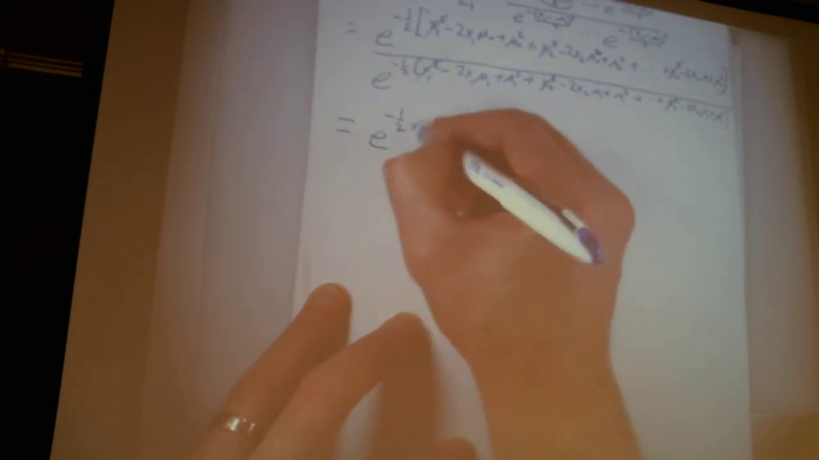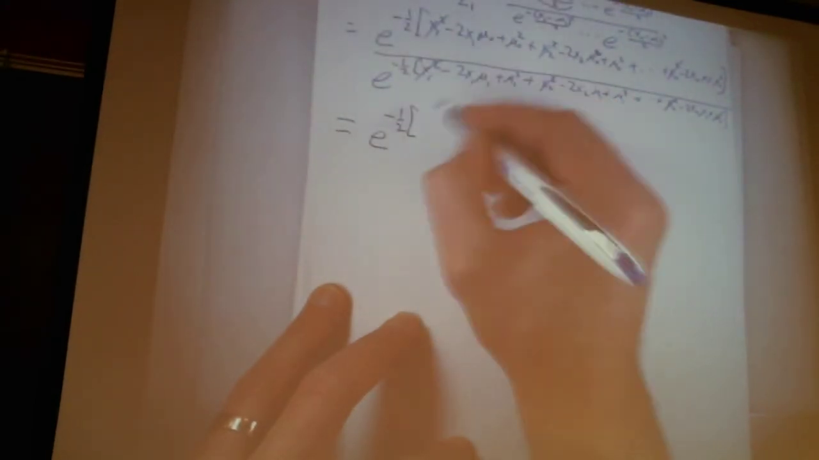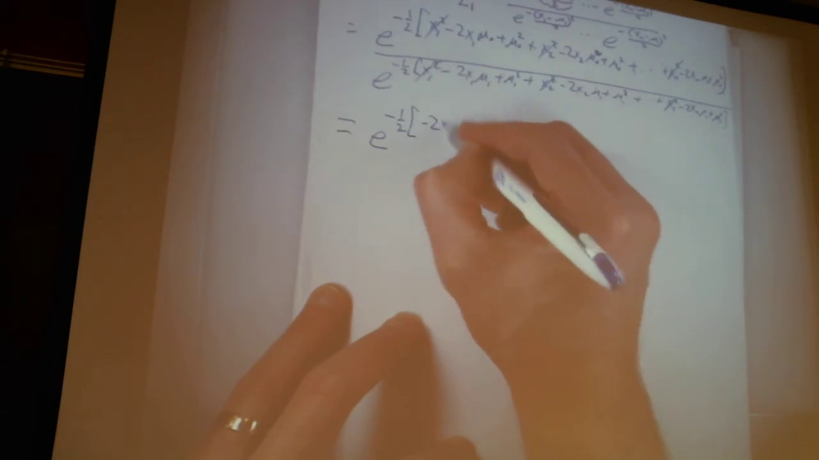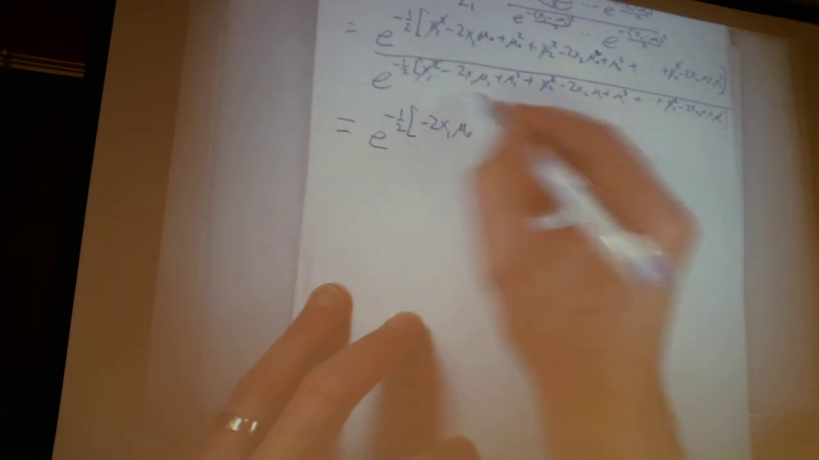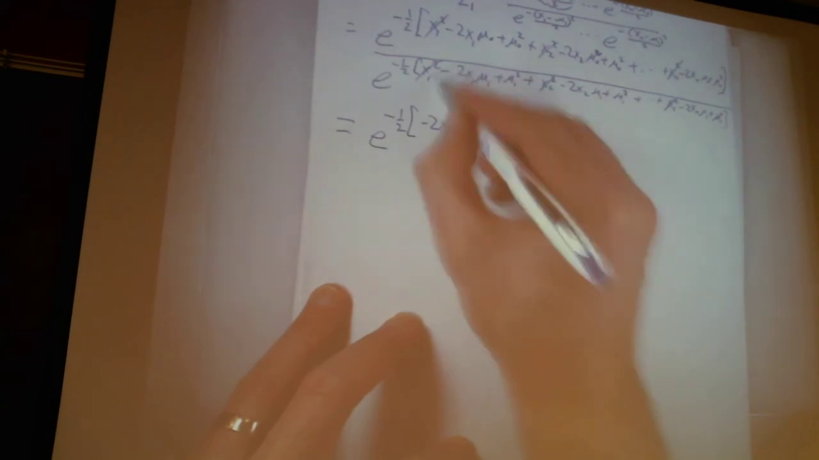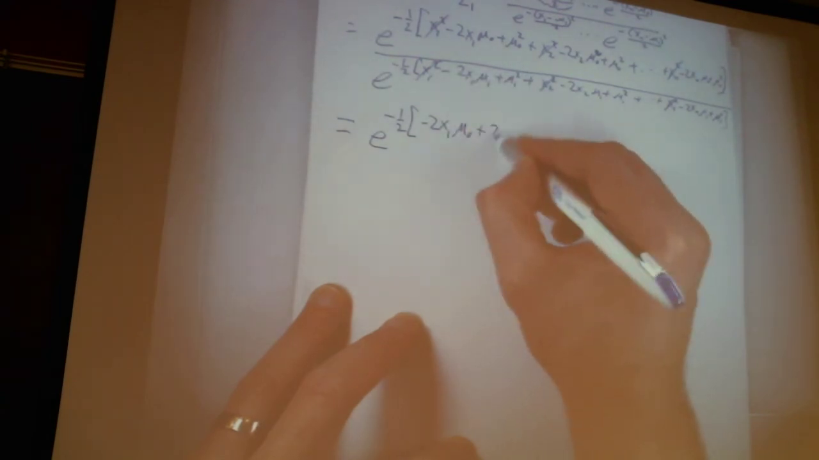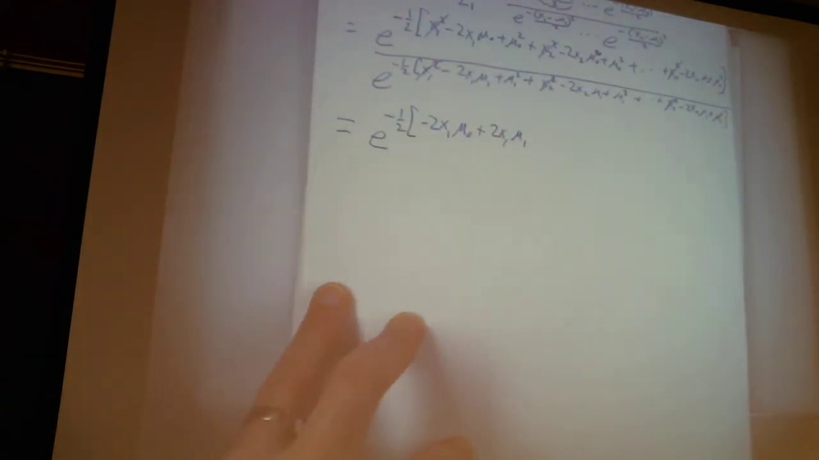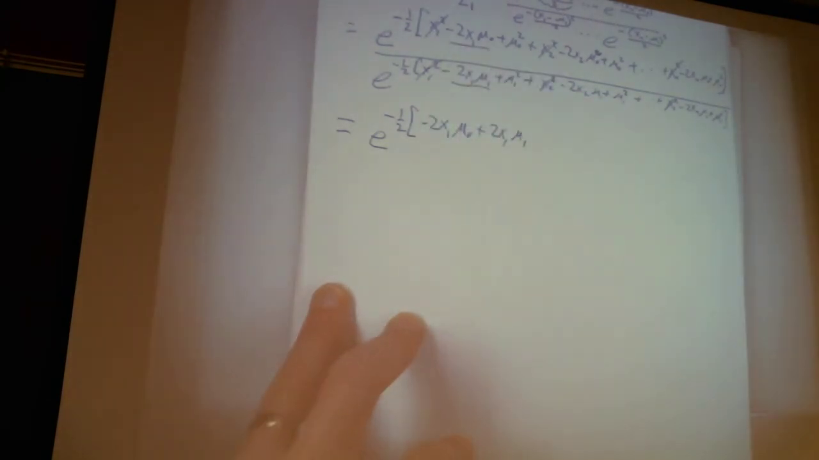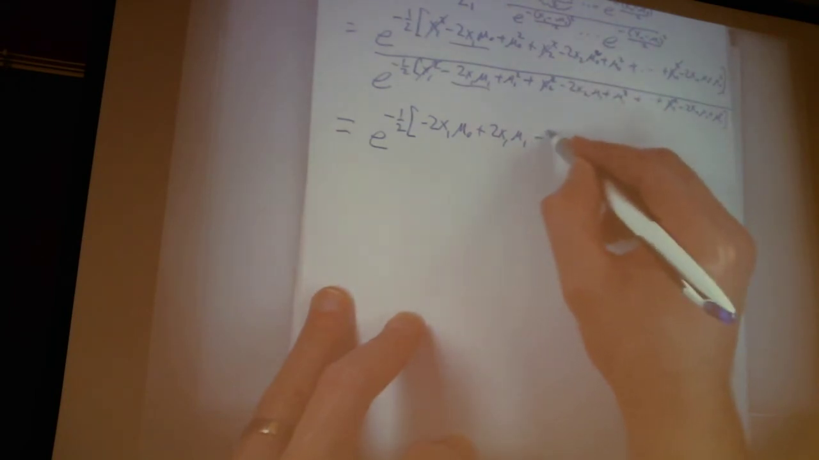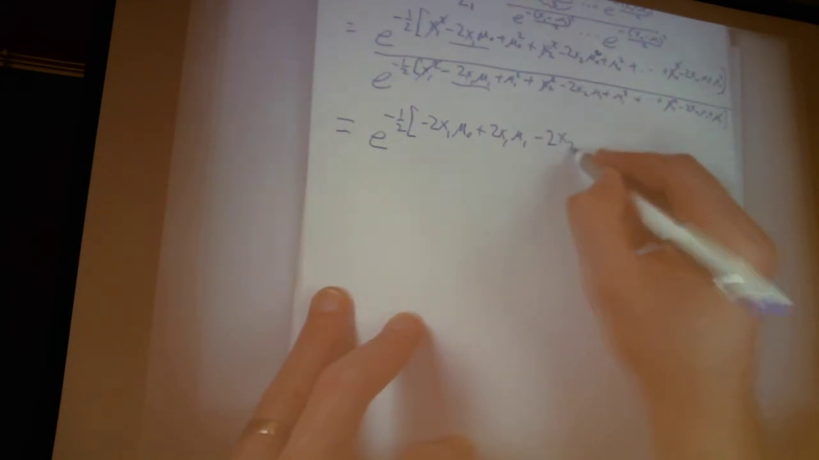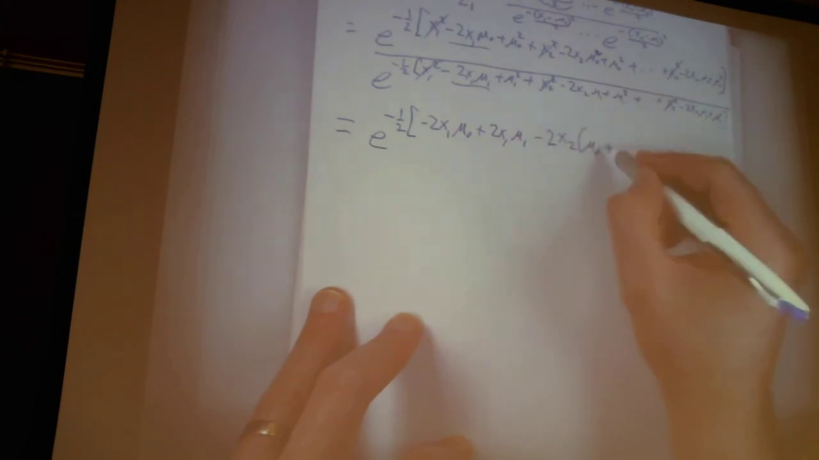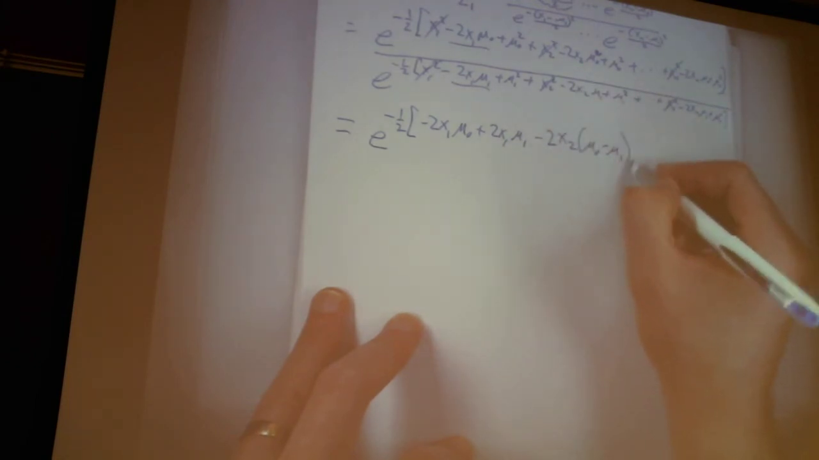So what's left over is e to the minus a half. Now let's group these terms. I have a minus 2 x1 mu0, and in the bottom, there's another minus 2, so that's a plus 2 x1 mu1. That's grouping this term and this term. Let's get the same thing with x2s: minus 2 x2 mu0 plus 2 x2 mu1.